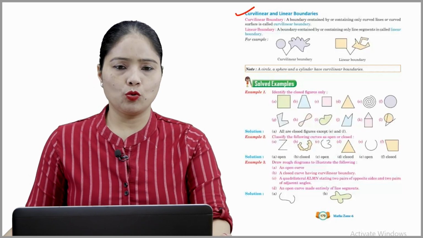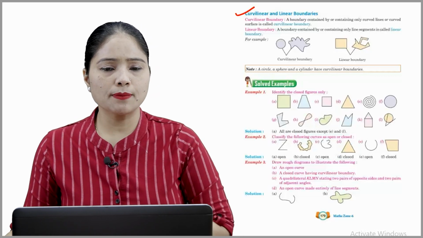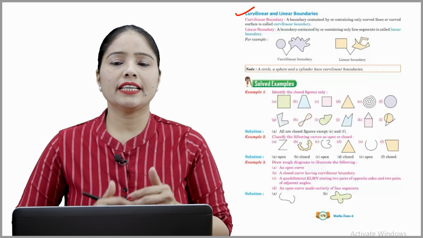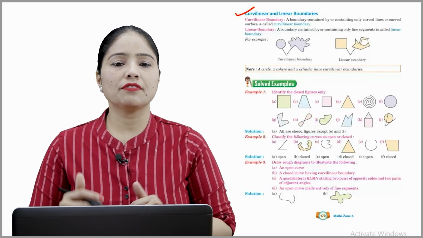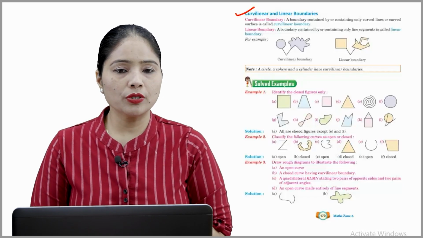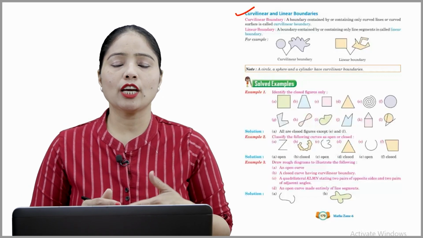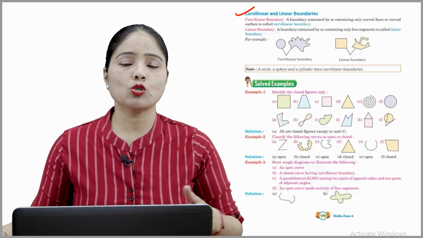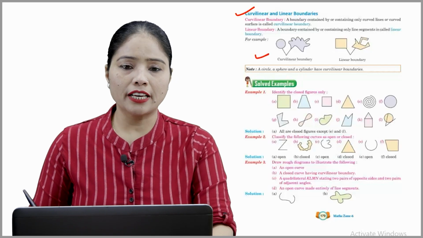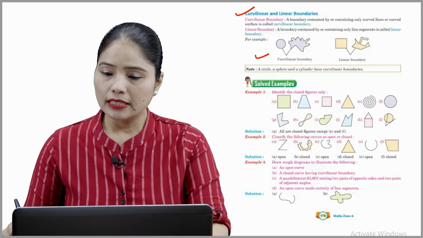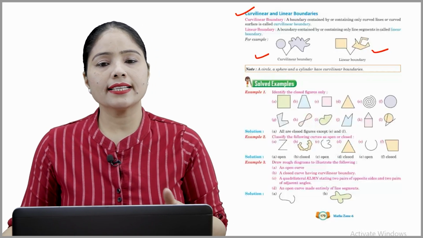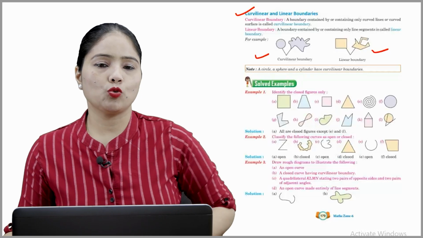Curvilinear and linear boundaries. So what is a curvilinear boundary? Let's see. A boundary contained by or containing only curved lines or curved surface is called a curvilinear boundary. And what is a linear boundary? A boundary contained by or containing only line segments is called a linear boundary. For example, this is called a curvilinear boundary and this is a linear boundary. Note, a circle, a sphere and a cylinder have curvilinear boundaries.